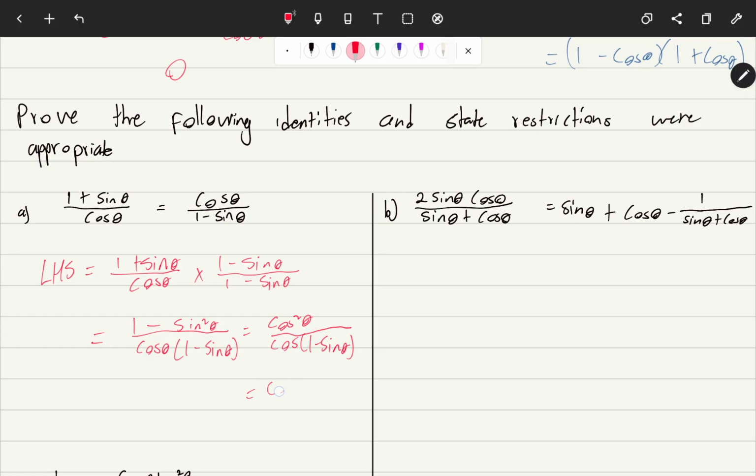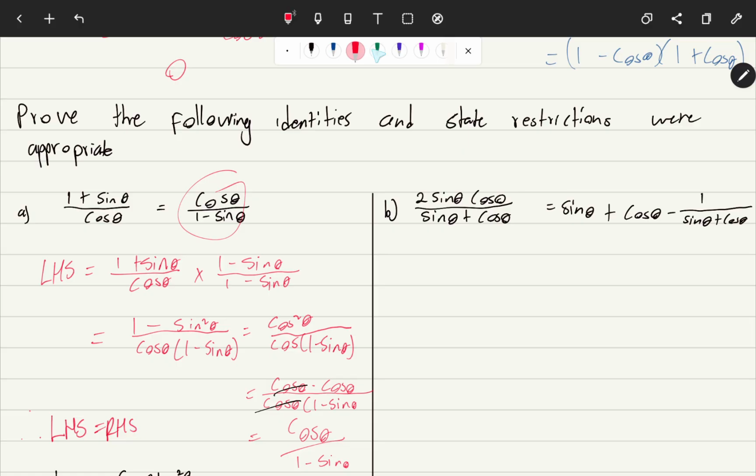I have cos²θ, multiplied by cos²θ, which is just cos²θ, and then I have cos² into 1 minus sin θ. Then one of my cosines divides with one of my cosines, and I just have cos θ divided by 1 minus sin θ, which is exactly what we have on this side. So in this case, I'll say therefore left hand side equals right hand side.